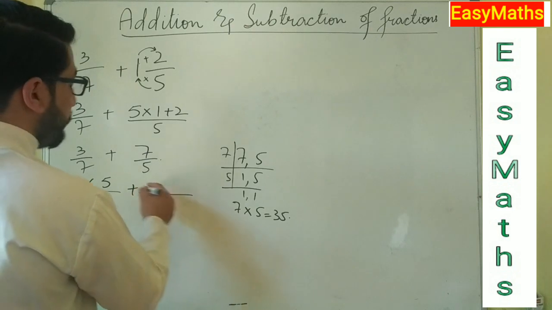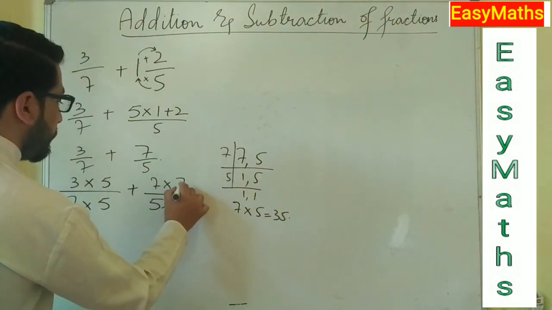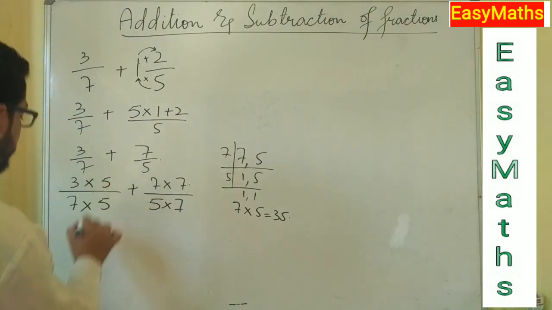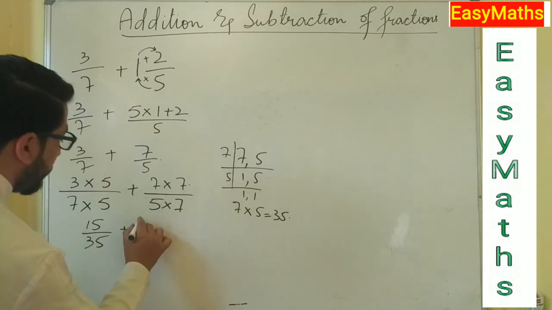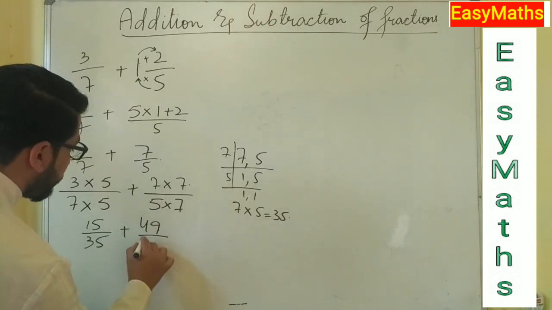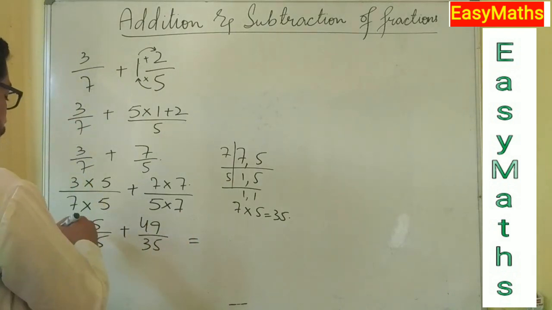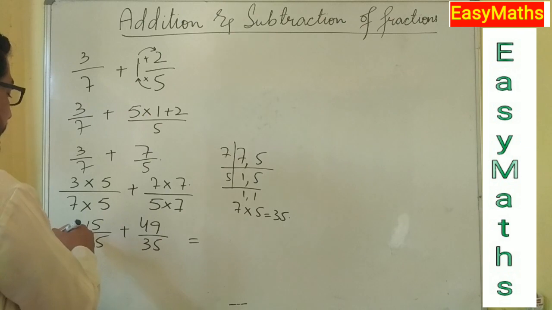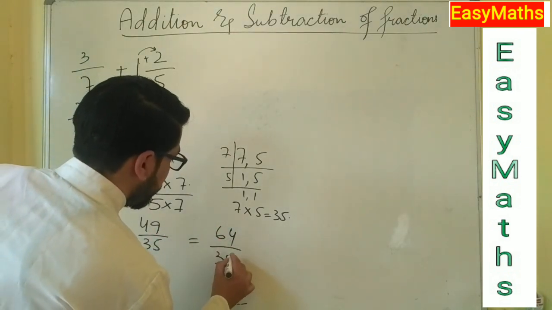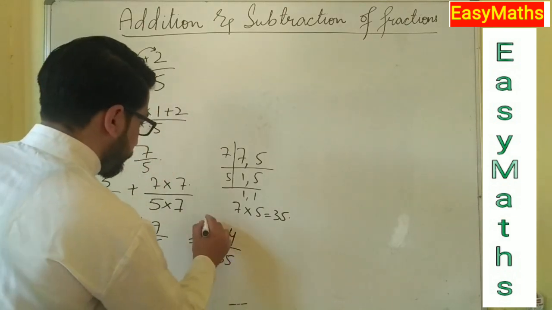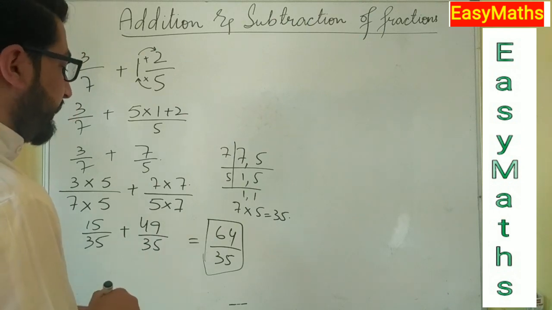What we multiply 5 by to get 35? 7. So the same is the case with the top number, or the numerator. 3 fives are 15 by 35, plus 7 sevens are 49 by 35. So students, we will add this 49 plus 10 is 59, plus 5 is 64 by 35. Students, we have got the answer now, that is 64 by 35.